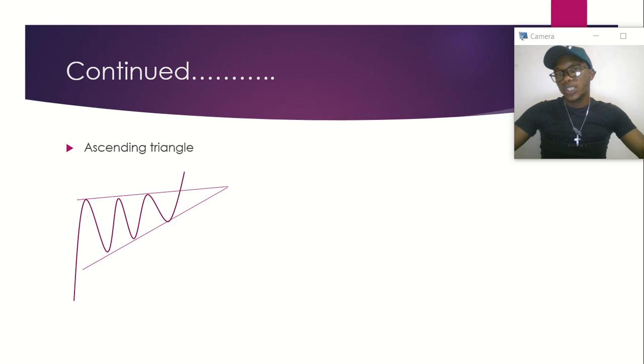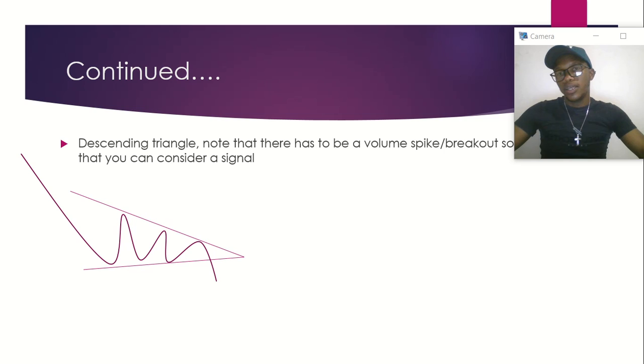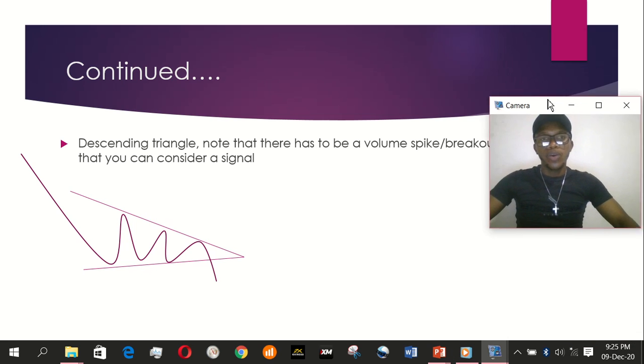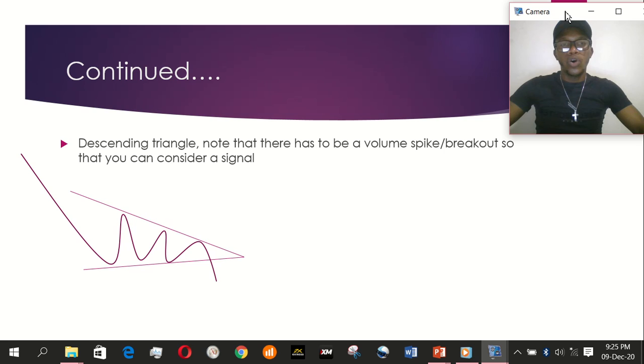Also, there is what you call a descending triangle. Note that there has to be a volume spike, or we can say it's a breakout. So we can consider it as a sell, because it should be a bearish market, then it consolidates, then it has to spike here, we consider it a sell. But I advise you to wait for the confirmation candle before you place your sell.